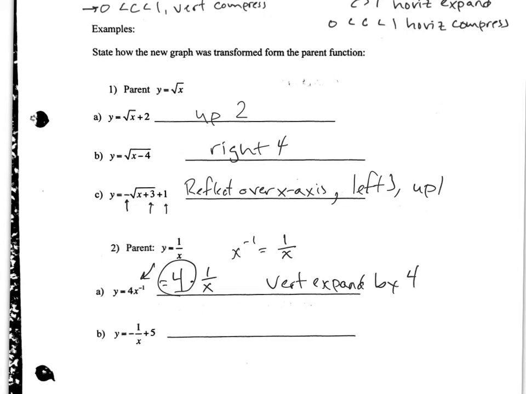Part B is written a little bit better, as you can see the parts. So we have reflect over the x-axis, and of course, up 5.